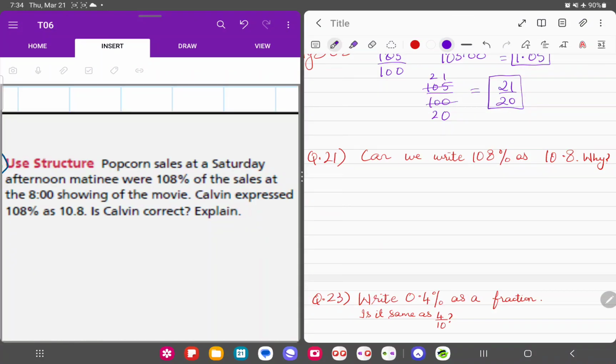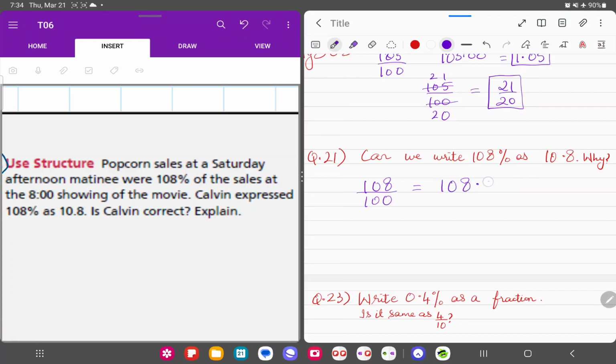Okay, so you can take your time to read the question on the left hand side of the screen, but you will see that it can be summarized to simply: can we write 108% as 10.8, and why? So let us see what happens when we convert 108% to decimal. So 108% can be written as 108 over 100, and I already showed you that 108 over 100 is the same as 1.08, or let me show you.